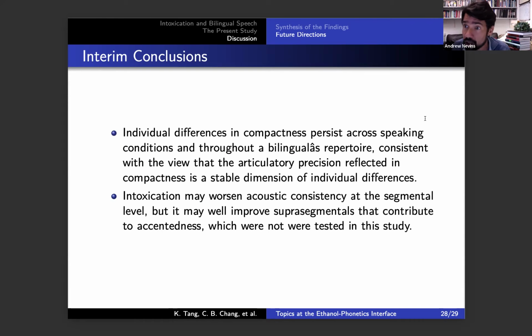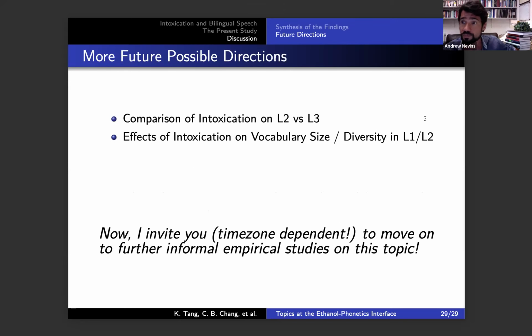Maybe it improves some notion of accentedness in a global sense. Maybe things like speech rate and pauses are something that change in an L2, that we haven't studied yet. So where does the intuition come from? Can we also look at interesting pairings, such as what your L2 versus your L3 would look like? And finally, your vocabulary size.